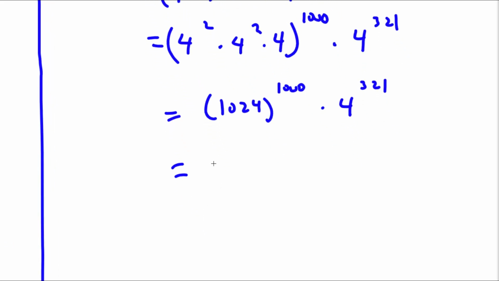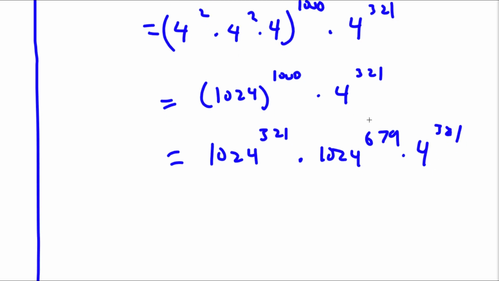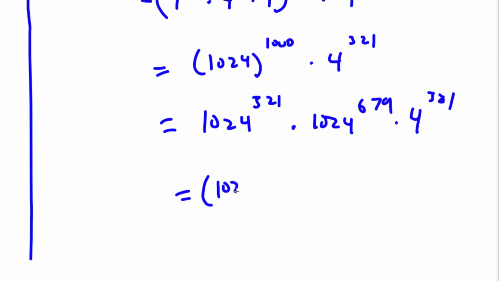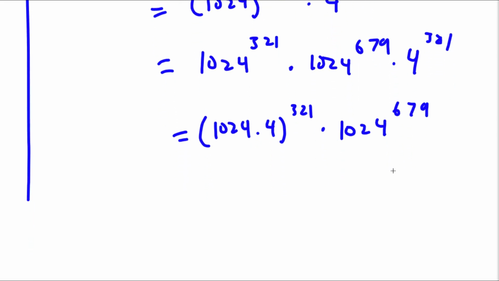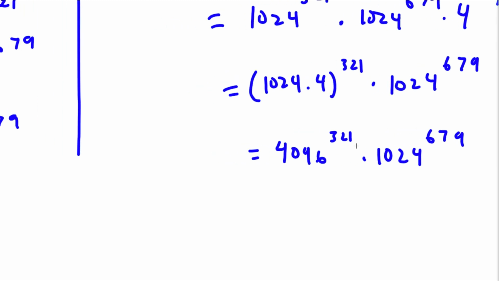And now this is equal to 1,024 to the power of 321 times 1,024 to the power of 679 times 4 to the power of 321. And now because these two have the same exponents, we could do 1,024 times 4 to the power of 321 times 1,024 to the power of 679. Now 1,024 times 4 is equal to 4,096, so I have 4,096 to the power of 321 times 1,024 to the power of 679.